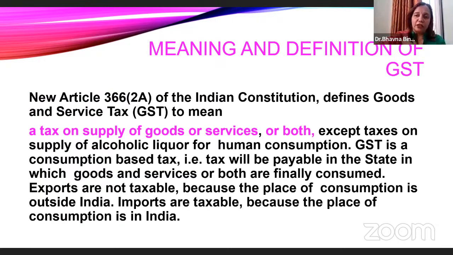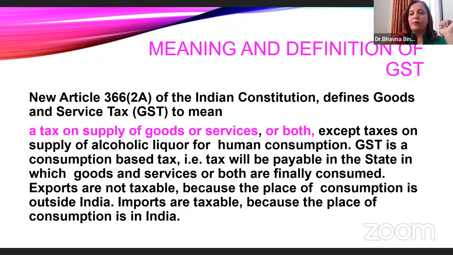This was the new article introduced which defined GST. Remember article number 366(2)(a), which defined GST. What did it define? It is a tax on supply of goods, services, or both, except taxes on supply of alcoholic liquor for human consumption.